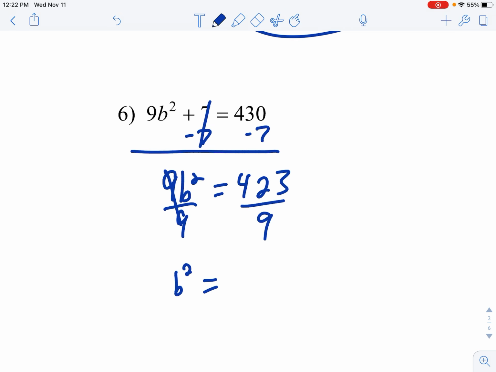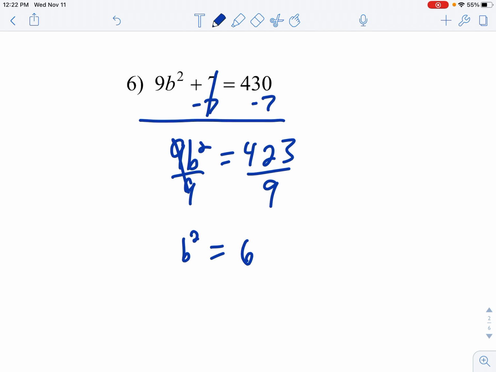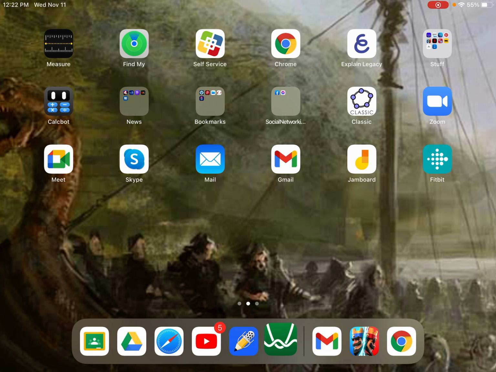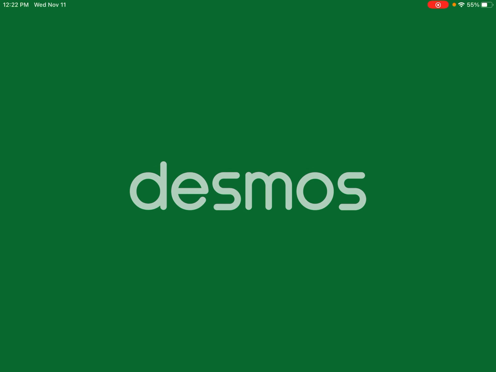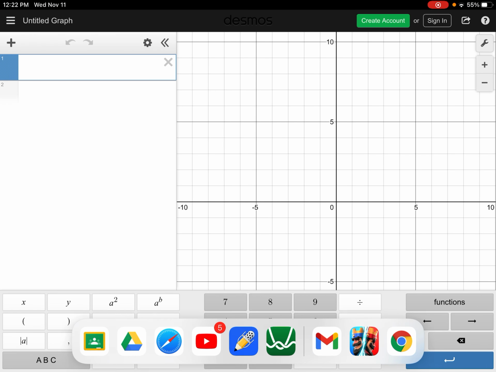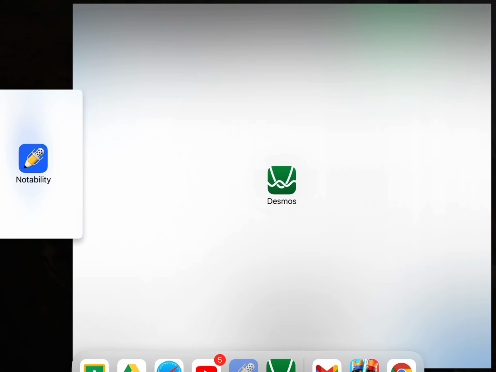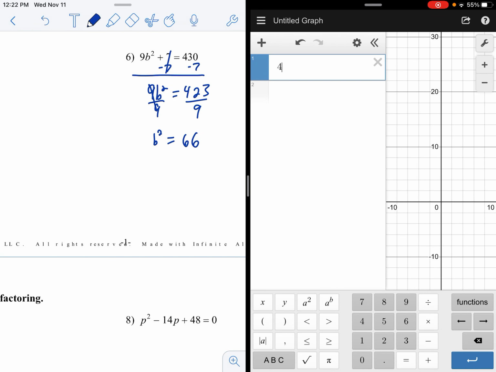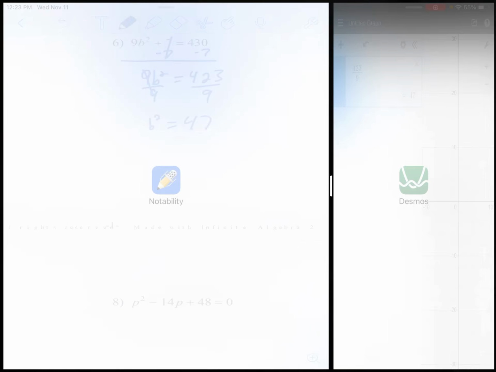b squared equals... All right, 9 goes into 42 6 times, that's 36. 42 minus 36 is 6, 3 brought down, 63 divided by 9 is 6. Okay, time for a calculator. In fact, I'm going to split the screen. 423 divided by 9 is 47. I wasn't even close, for crying out loud. Well, I did doubt myself, which means, in a way, that I'm really smart.